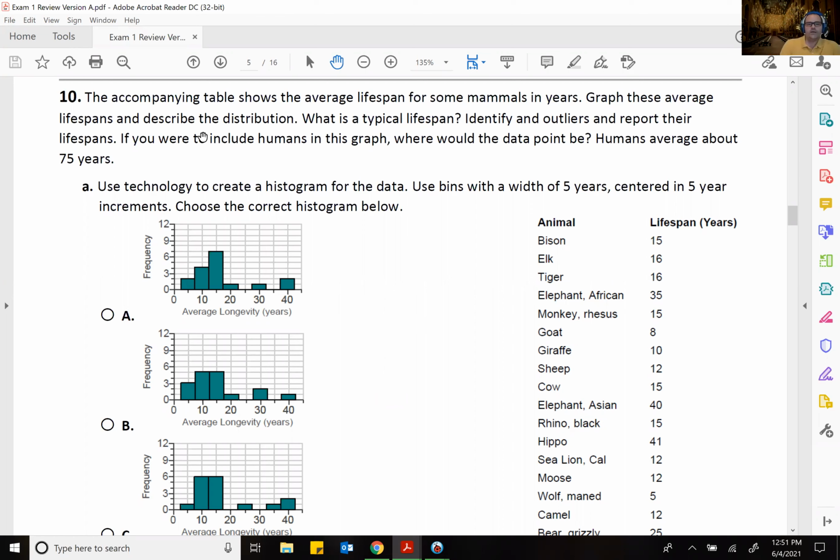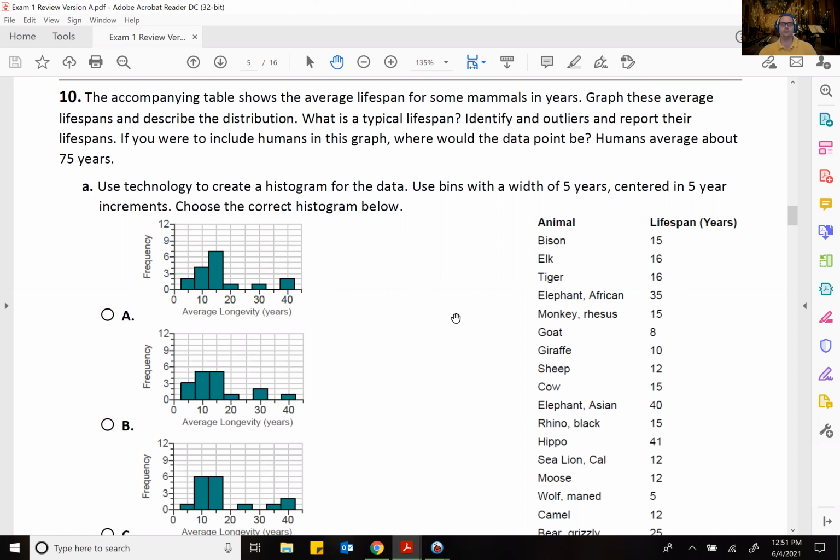So real quick, it says the accompanying table, which is this over here, shows the average lifespan for some mammals in years. Graph the average lifespans and describe the distribution. What is a typical lifespan? Identify any outliers and report their lifespans. If you were to include humans in this graph, where would that data point be? Humans average about 75 years.